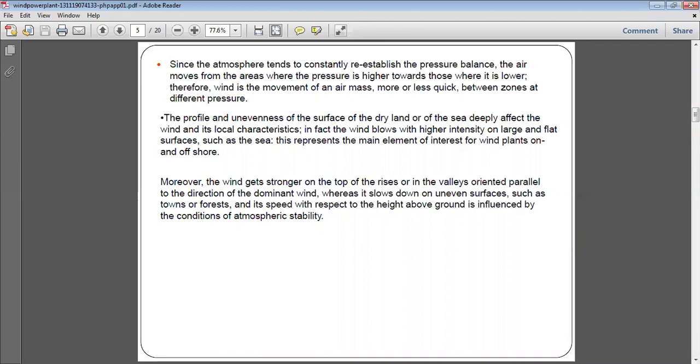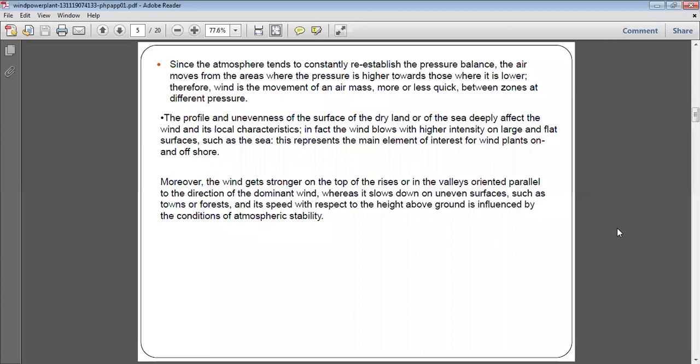So the movement of air, as the atmosphere establishes balance, leads to the generation of wind. Clear? More or less, it is between zones at different pressures. It will be moving from higher pressure to lower pressure, depending upon the balance to be established by the atmosphere. That is the generation of wind, and that wind can be used for the movement of our windmills, which can again be used for the generation of electricity.